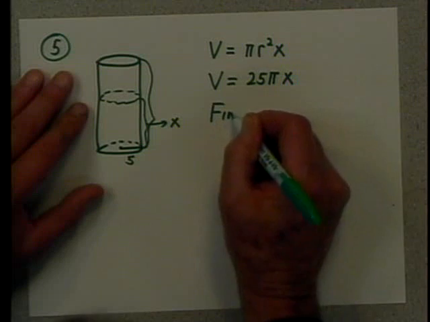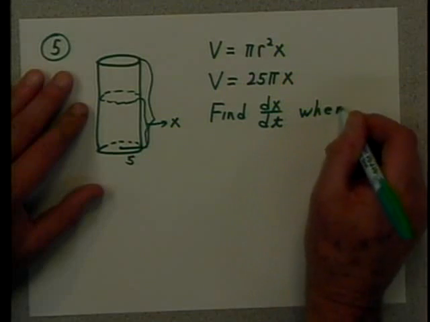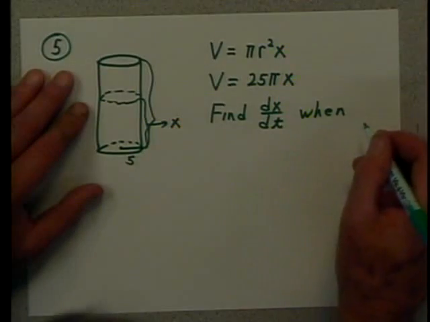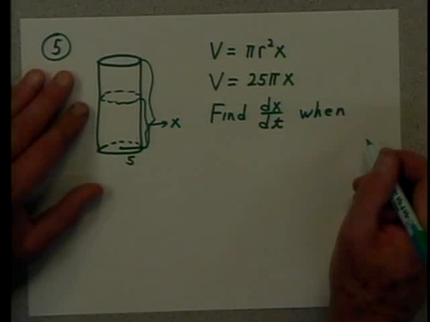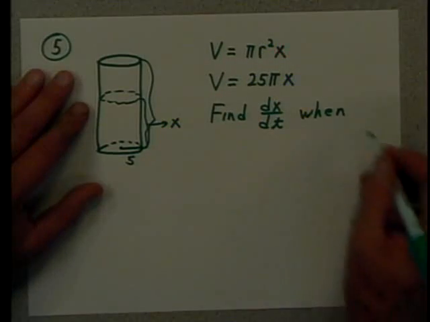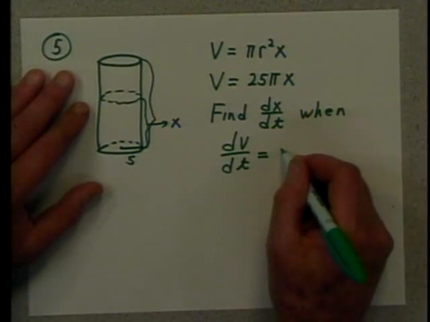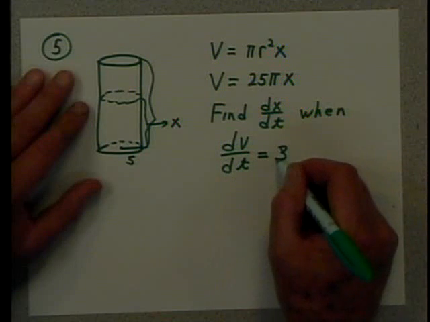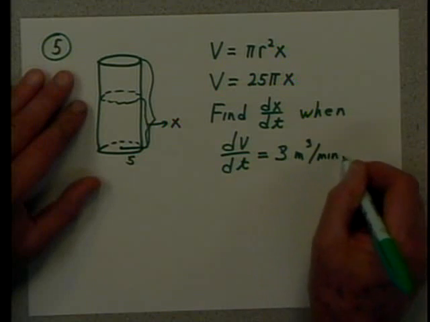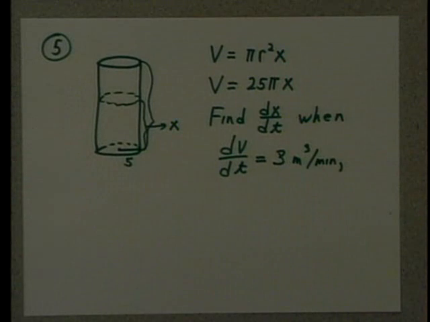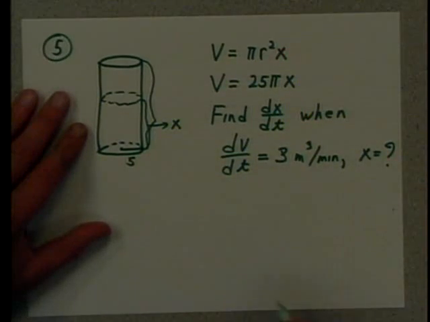Okay, what do I want to find? dx/dt according to your labeling, and when do I want to do it? When, not sure. Remember, dV/dt equals 3. Yep. And that, of course, is 3 meters cubed per minute. But am I going to have to fill in something for x? I don't know. I'll worry about that later.